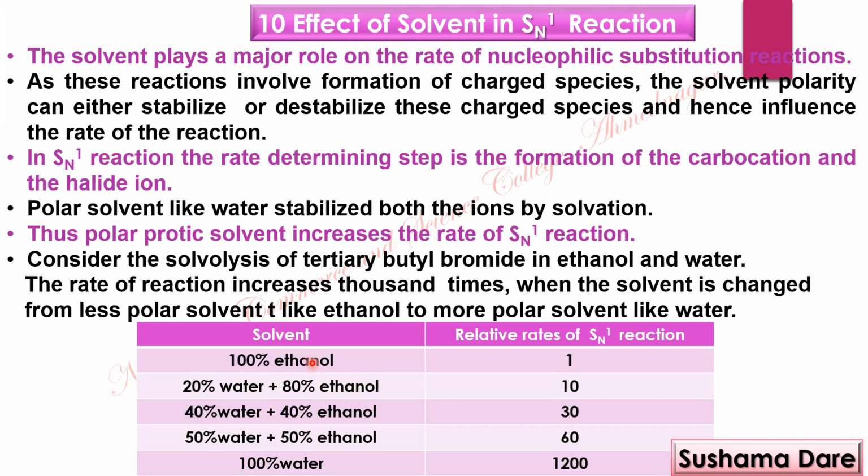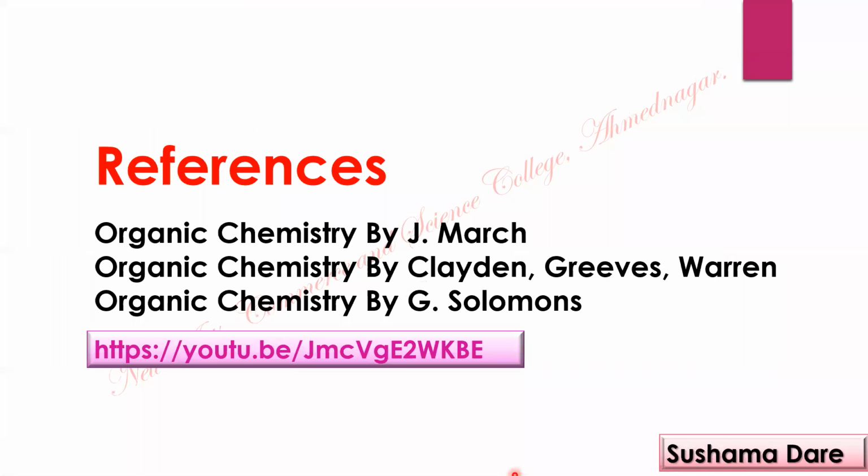So look, from 100% ethanol, if I change it to 80%, 60%, 50%, and 100% water, that means we are increasing the polarity of the solvent. So 20% water, then you add 40%, 50%, and 100%. That indicates that from ethanol to water, we are increasing the polarity of the solvent, and you can see here the rate of the SN1 reaction also increases in the same direction. So for the SN1 reaction, we need a polar solvent. If we increase the polarity of the solvent, then automatically the rate of the SN1 reaction increases. So you go through this book and refer to this video for more understanding.